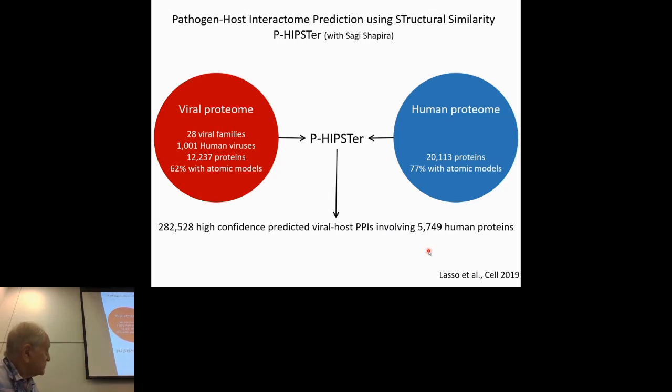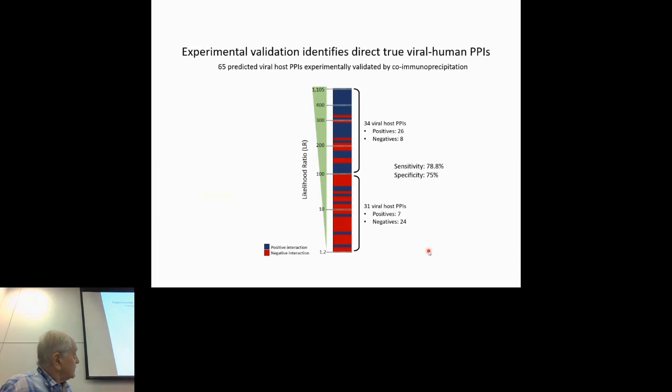We have models for human protein. We ended up with 280,000 predictions that made sense to us. So we now have an interactome between 1,000 viruses and human, and we looked at some special cases, and I don't have time to talk about all of them.